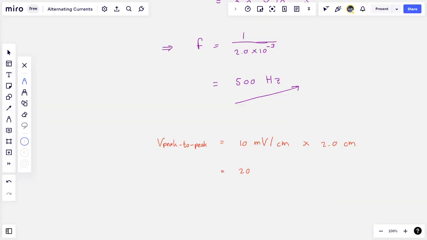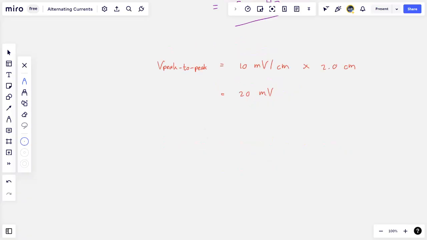And this is 20 millivolts. A centimeter is simply the distance on the screen, sometimes also referred to by a division. Each division is a centimeter in size. And so the peak voltage is simply the peak to peak voltage divided by 2. I'll call it V naught. 20 millivolts divided by 2. The peak voltage of the signal is 10 millivolts.